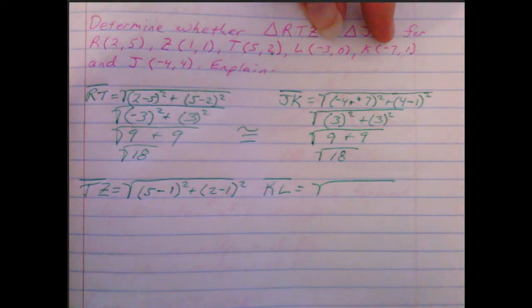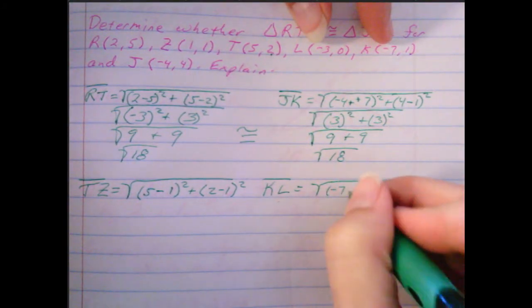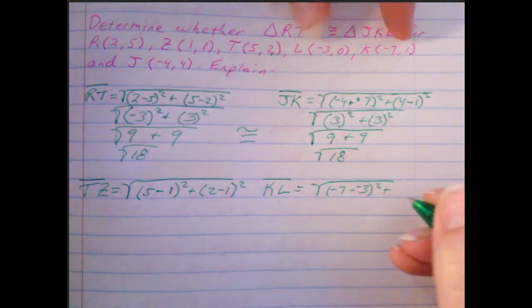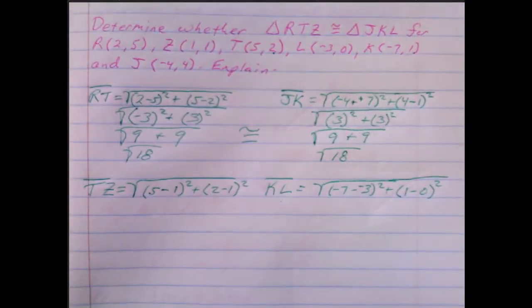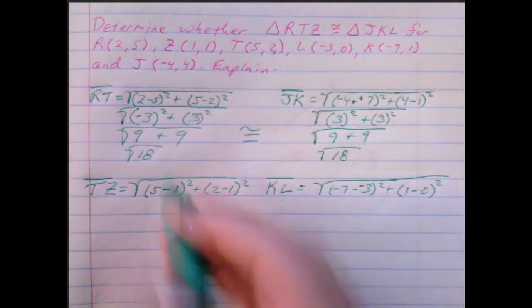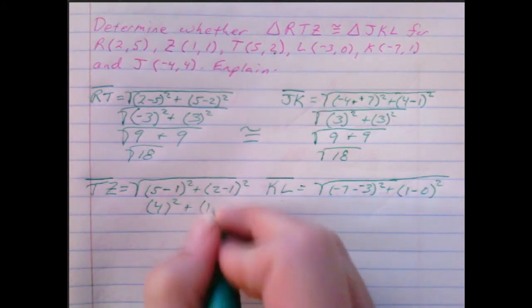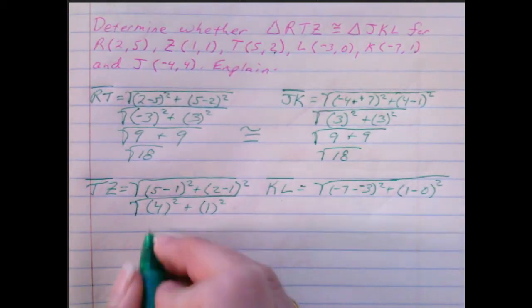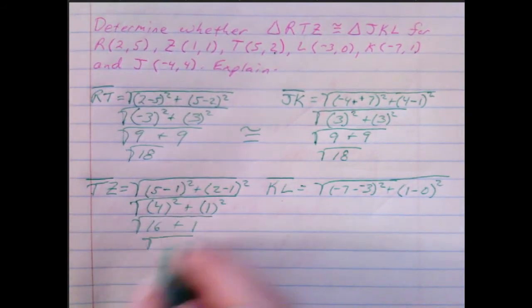So we're working on KL. So K is a negative 7 minus L, which is a negative 3 squared, plus our y values, 1 minus 0 squared. So then we're going to go ahead and work those out. 5 minus 1 is 4 squared. 2 minus 1 is 1 squared, and then our square root symbol. And then we have 4 squared is 16. 1 squared is 1 with our square root, so we have square root of 17.